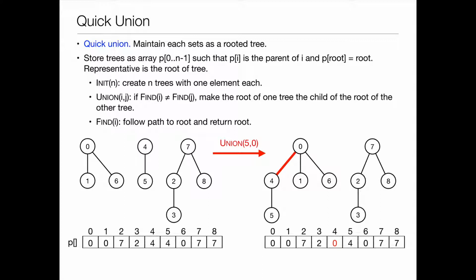Okay, so to implement the find operation, we simply follow the path to the root and then return the root, which is the representative. So for instance, if we want to do a find on, say, element 3 here, we say, okay, what's the parent of element 3? That's 2. What's the parent of 2? That's 7. What's the parent of 7? That's 7 itself, right? So this is the root, and so we return that.